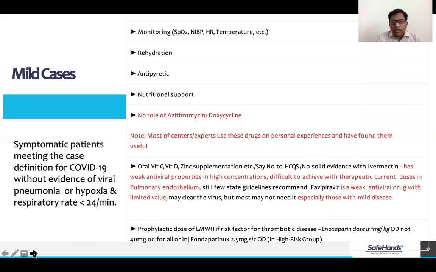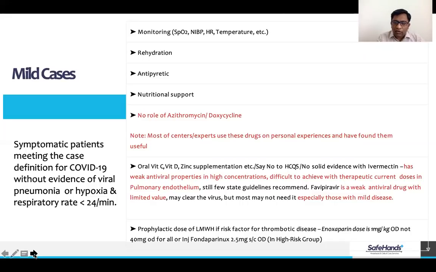Oral vitamin C, vitamin D, zinc supplements. There is no role for HCQ. There is no solid evidence. No evidence for ivermectin as well. It has a weak antiviral property in high concentration, difficult to achieve with the current therapeutic dose in the pulmonary endothelium. Still, a few state guidelines recommend them. Favipiravir is a weak antiviral drug with limited value, may clear the virus, but may not be needed, especially in mild cases.